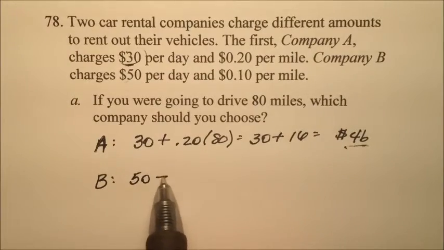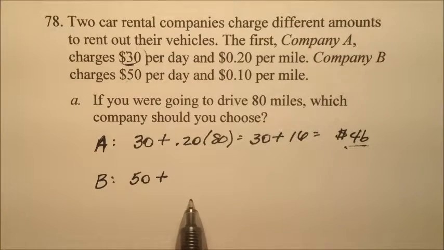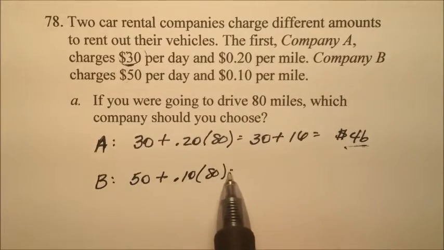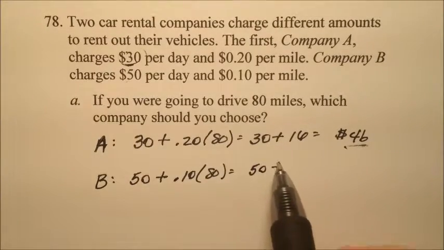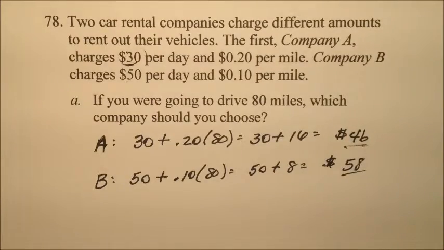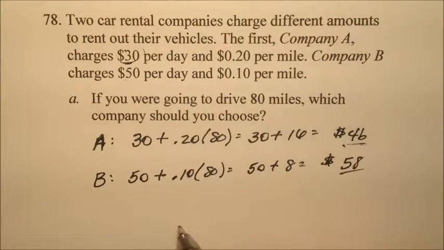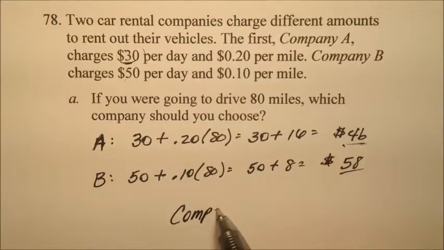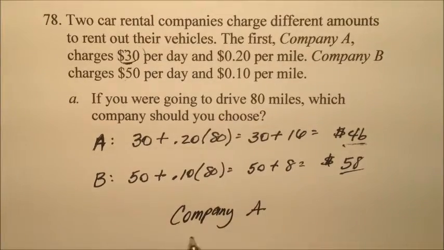We'll go ahead and work it out though, and see what it's going to be. So 10 cents times 80 miles is going to be 8, and 50 plus 8 will give us $58. So which company would you like to go with for 80 miles? Well, definitely company A. So we'll say company A.